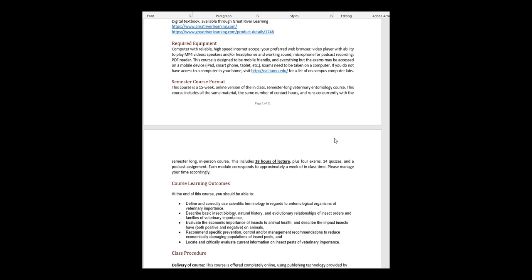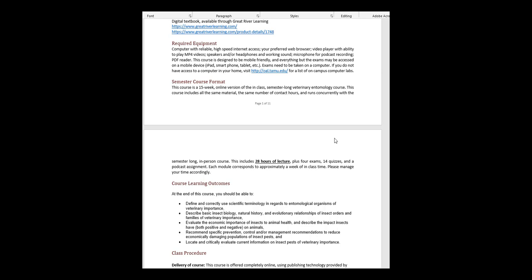So this includes 28 contact hours. So 28 hours of lecture. That's me talking to you for 28 hours, plus 4 exams, 14 quizzes, 13 module quizzes and 1 intro quiz, and a podcast assignment. So each module corresponds approximately with 1 week of in-class time. Some are a little bit longer, some are a little bit shorter. I tried to merge together things that were the same or that had a lot of the same information just to make it a little bit easier on you. But this timing is up to you. So I want you to be able to manage your time accordingly. The way that I have this set up is everything is open right now.